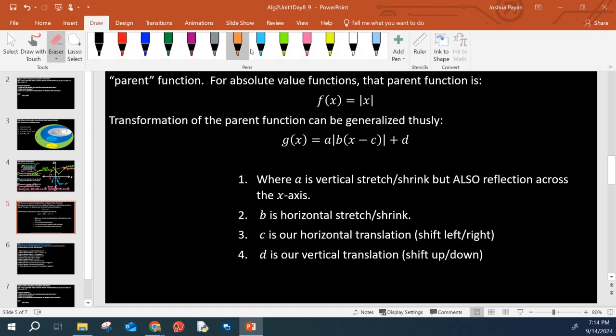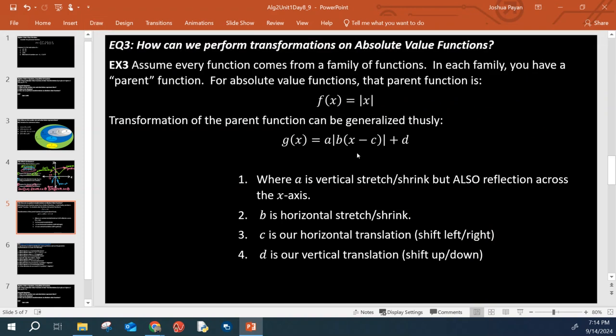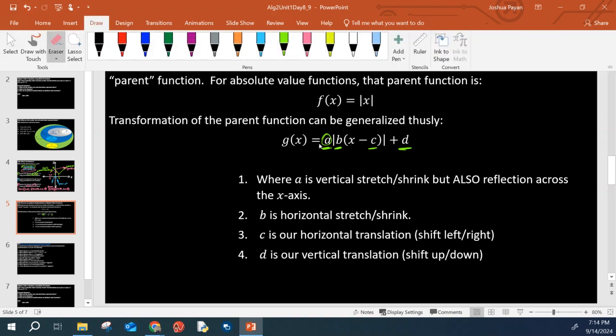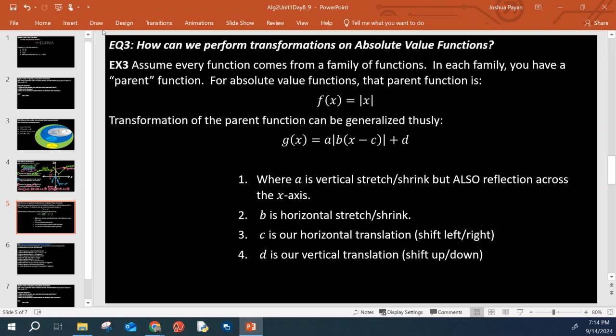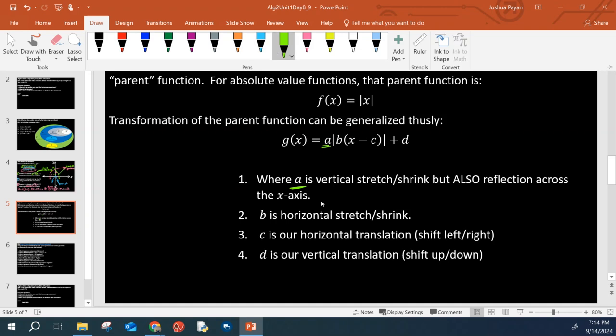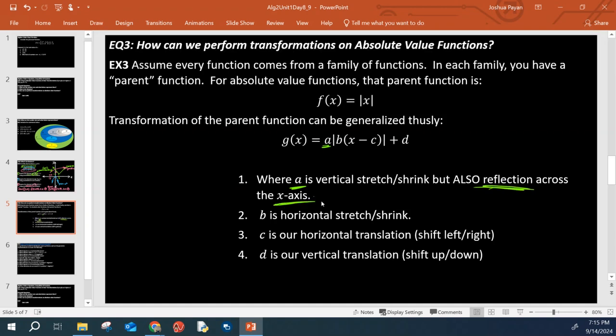Okay, so the changes that we made a second ago were all simply due to A, B, C, and D that we see here, this generalization. And they can be summarized accordingly. So, for example, A is our vertical stretch. It also is our reflection across the x-axis. And this happens whenever A is less than 0. So if A is negative, we get a reflection across the x-axis.